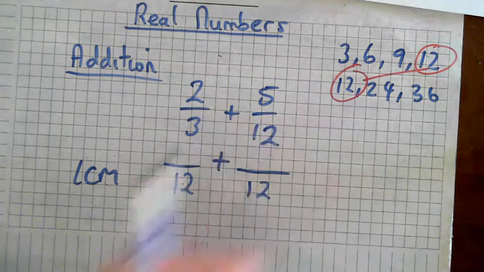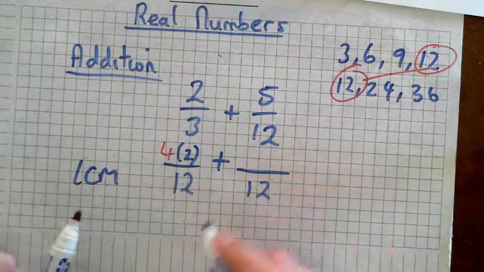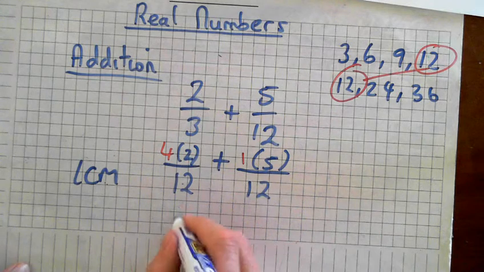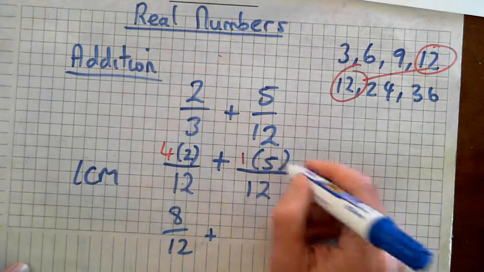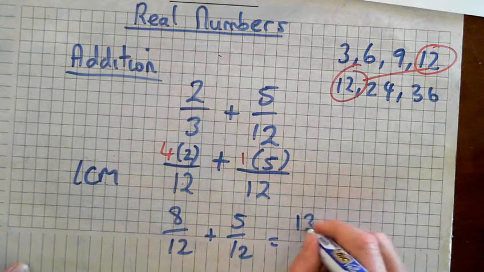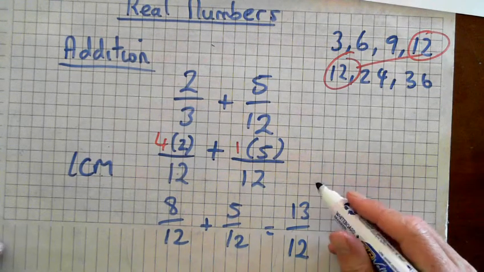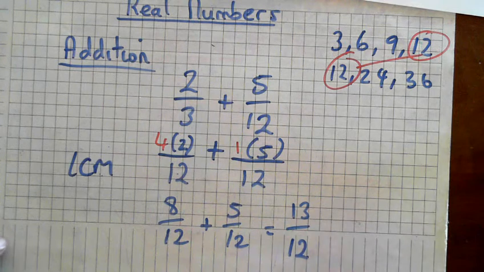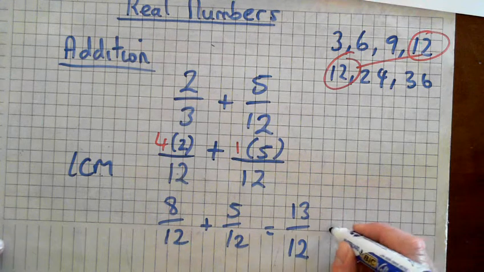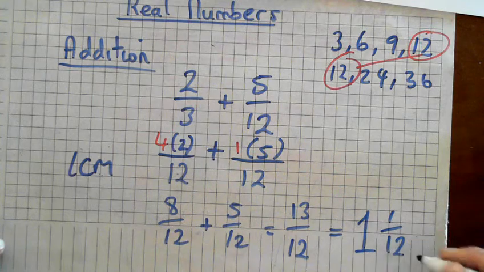So 3 into 12 goes 4 times. 2 on the top. And 12 into 12 goes 1 times. 5 on the top. So we've got 8 over 12 plus 1 times 5, 5 over 12. 8 and 5 is 13 over 12. That's called an improper fraction because the top is heavier than the bottom. So you can write it as 13 over 12 or 1 and 1/12.